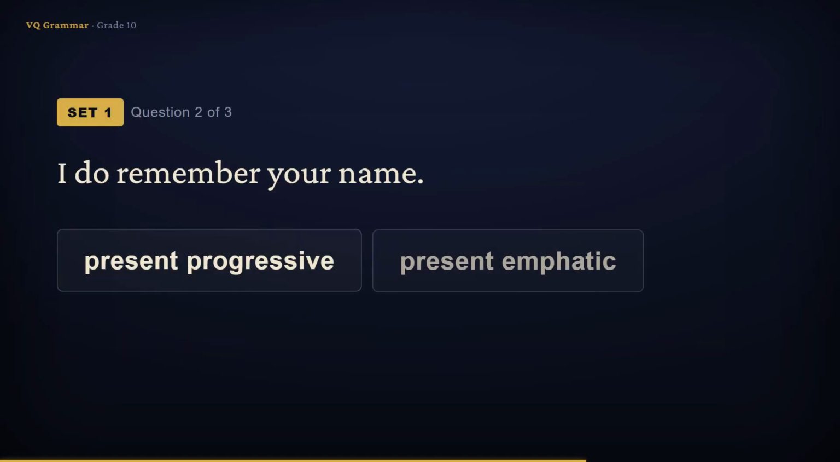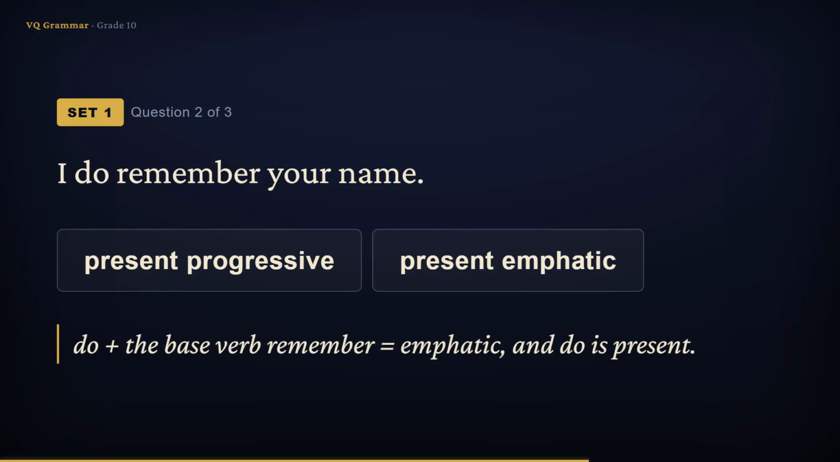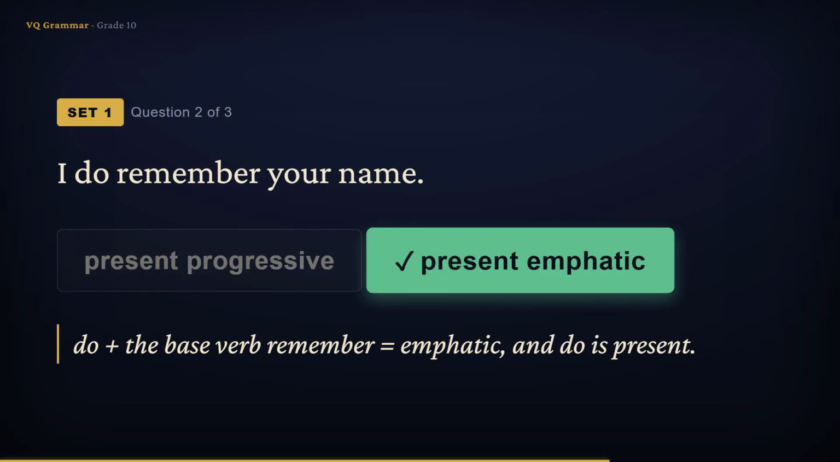I do remember your name. The helping word here is do, and it sits in front of the base verb, remember. There's no ing anywhere, so this cannot be progressive. Do plus a base form means emphasis, so this one is the present emphatic.